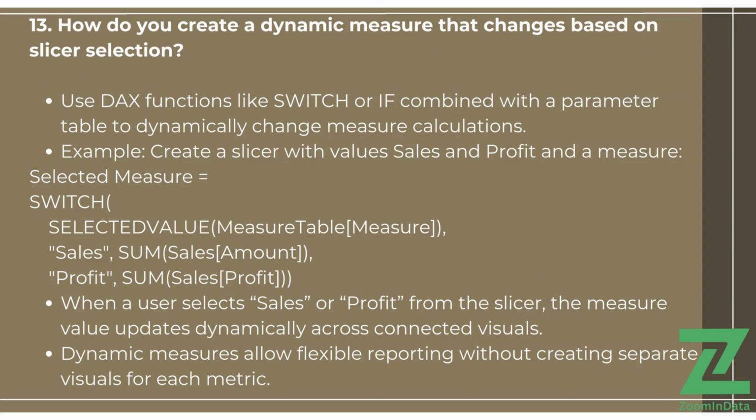13th question: how do you create a dynamic measure that changes based on slicer selection? Use DAX functions like SWITCH or IF combined with a parameter table to dynamically change measure calculations. Example: create a slicer with values Sales and Profit and a measure. Selected Measure equals SWITCH(SELECTEDVALUE(Measure Table[Measure]), "Sales", SUM of Sales Amount, "Profit", SUM of Sales Profit).